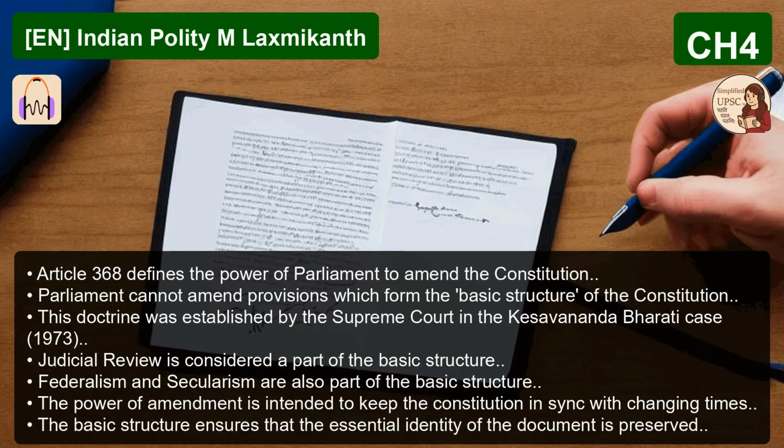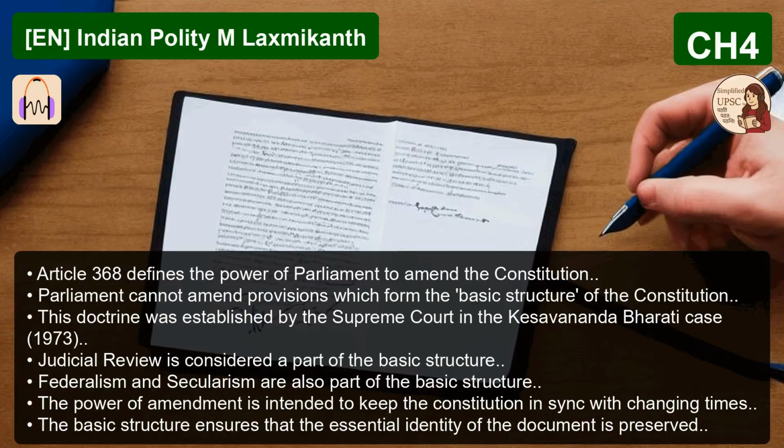And Article 19 guarantees the six freedoms: speech, assembly, association, and so on. It's also a crucial reminder that the original right to property was here, but was famously stripped away. Yes, by the 44th Amendment Act of 1978, which converted it into a mere legal right under Article 300A.